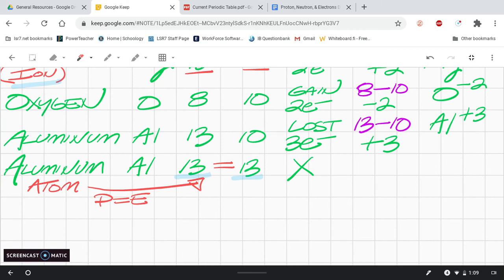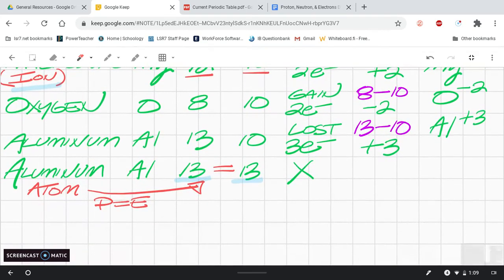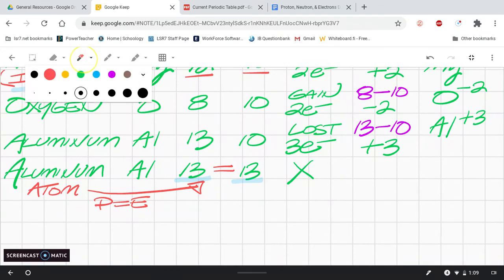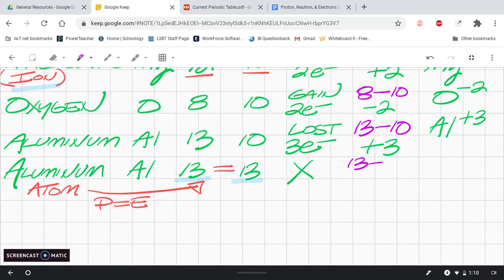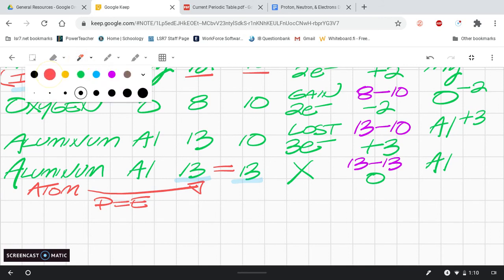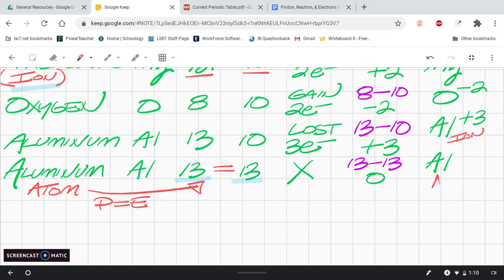All right. So it's going to be our overall charge. Well, our overall charge is going to be 13 minus 13, which is 0, which is good because atoms are always going to have a charge of 0. And so this is just going to be an Al. So the difference here is that you have an aluminum ion up here, and you have an aluminum atom. So we're learning some of that chemistry vocabulary, some of that chemistry terminology.